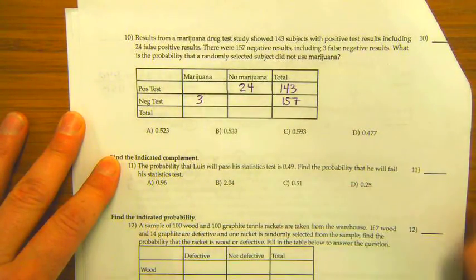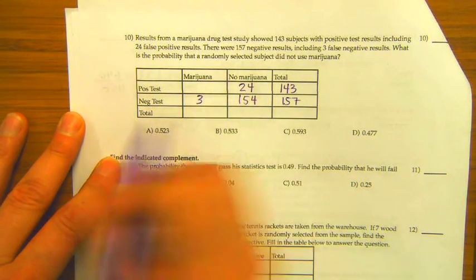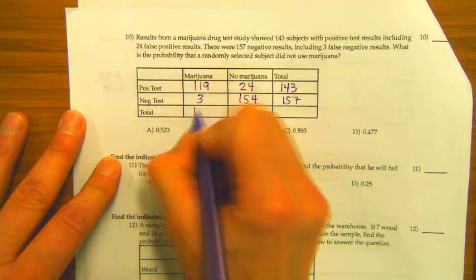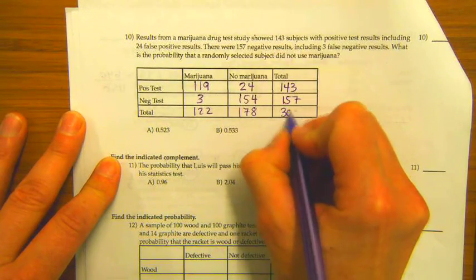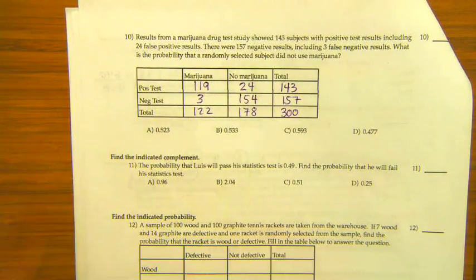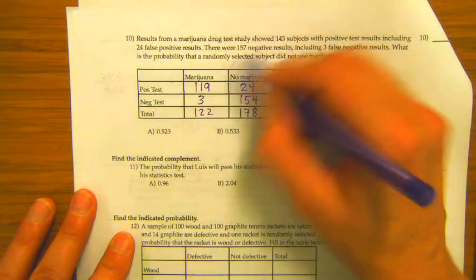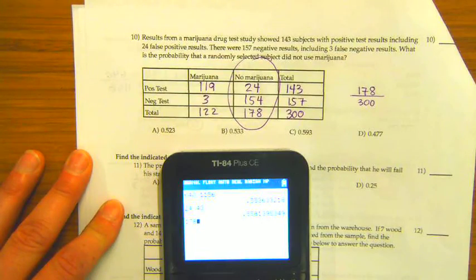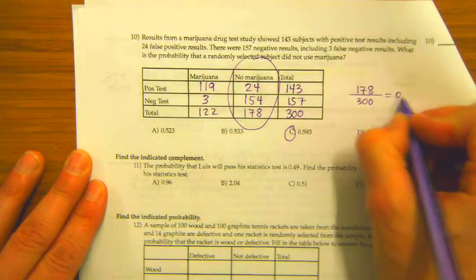So we have over here 150. Then up here we have 119. Adding these totals, we have 122 and 178. And like there's exactly 300 altogether. Okay, so what's the probability that a randomly selected subject did not use marijuana? That would be the no group over here. And our probability is there's 178 out of the 300. So making a table helps us answer a lot of these questions like that. So the 0.593. So keep that in mind when you're doing probability questions.